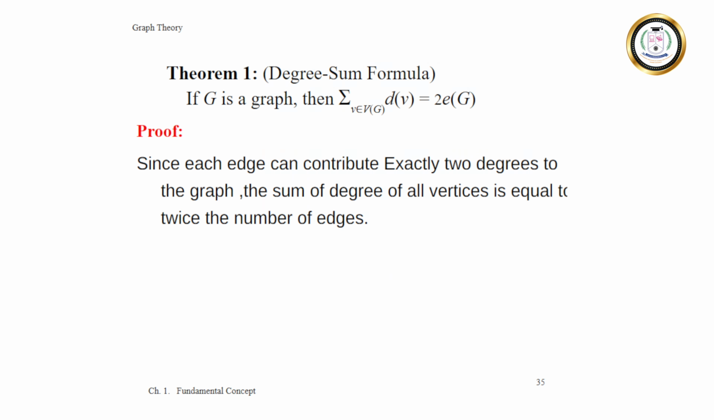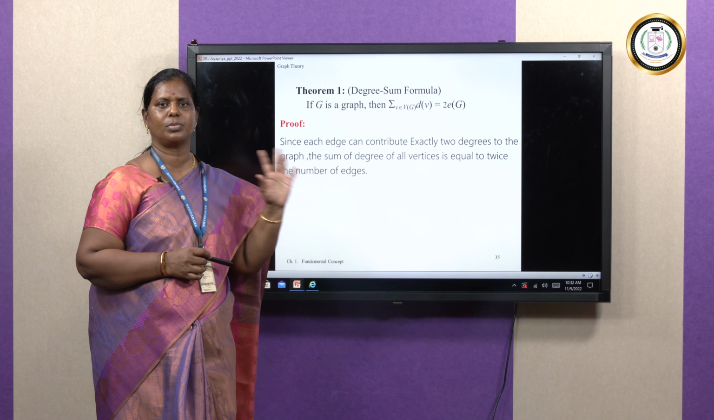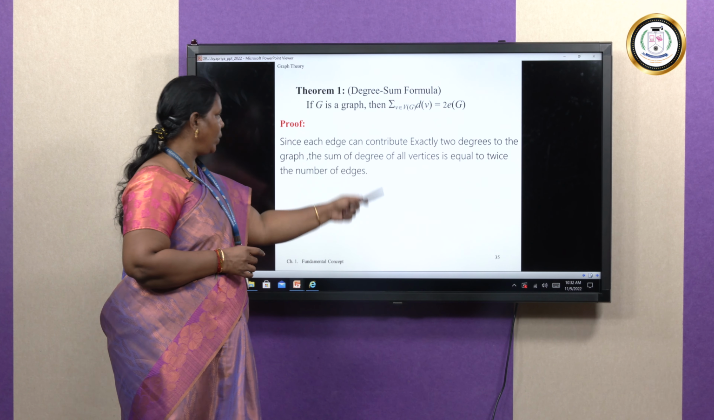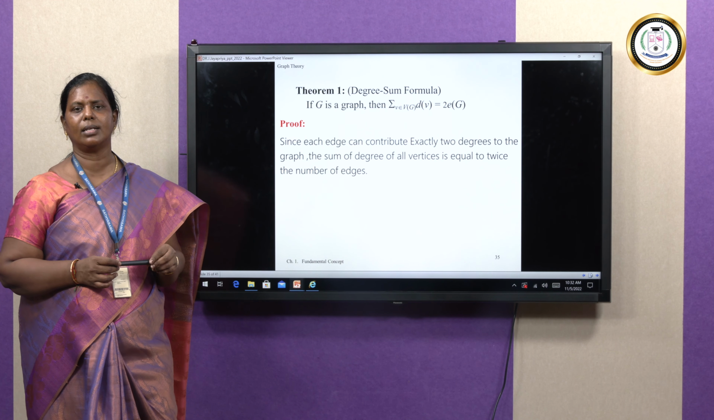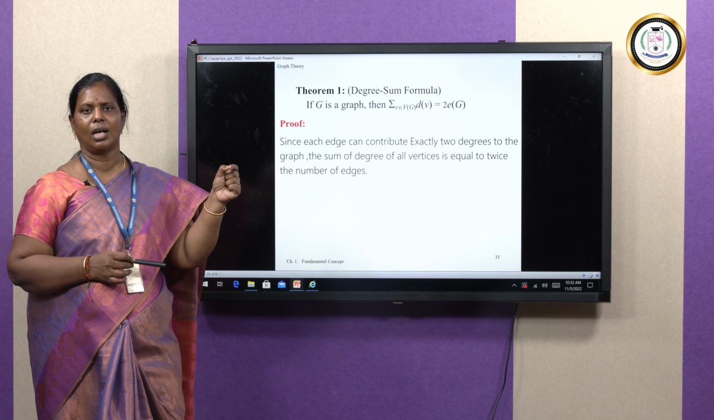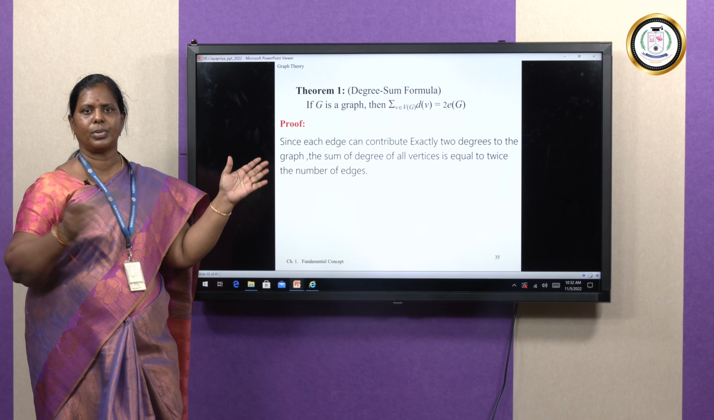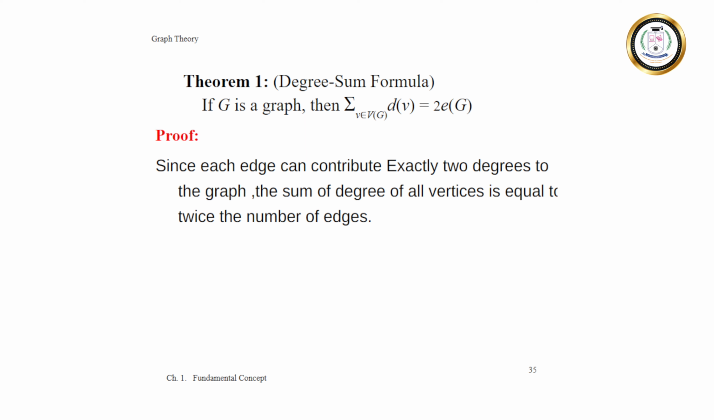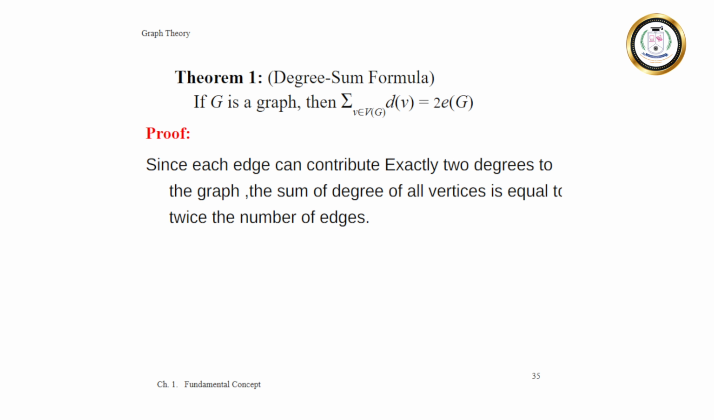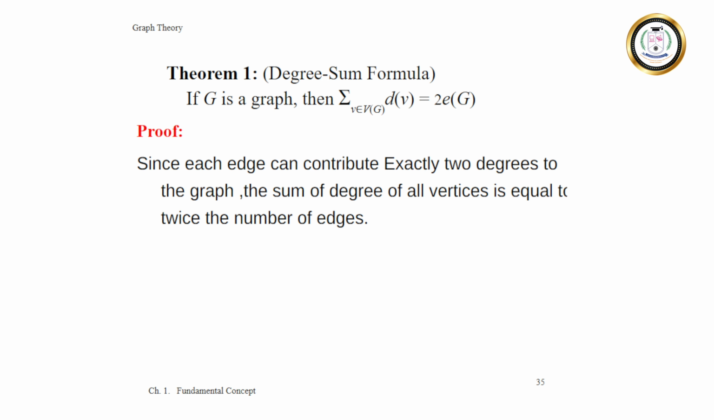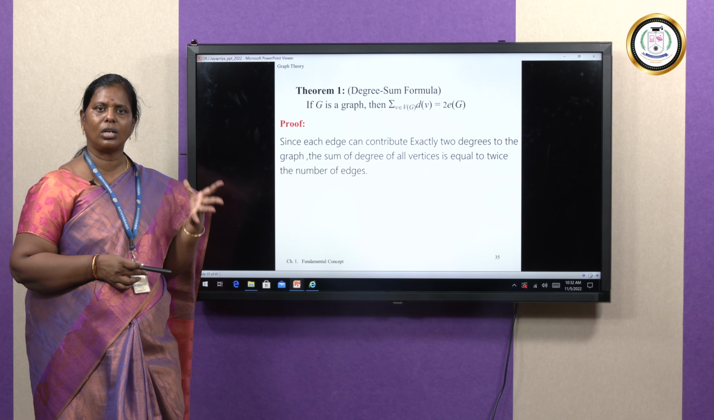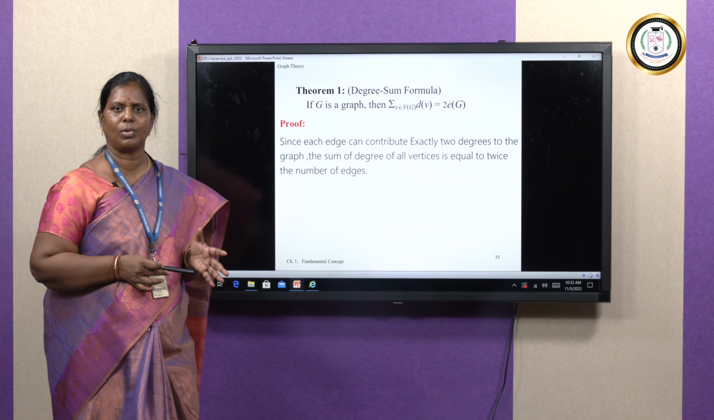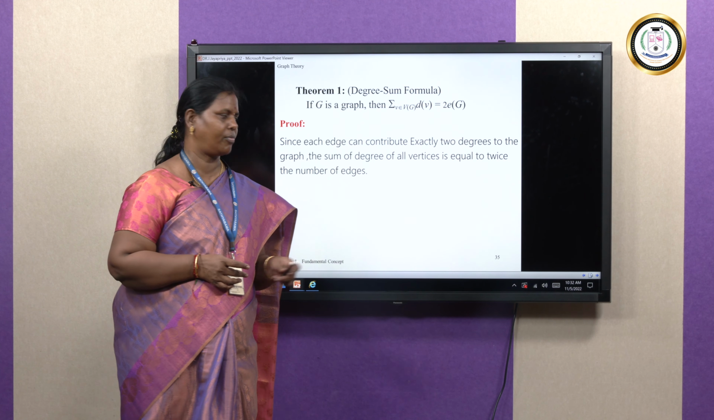Here is another important result, the second result I am discussing with you. Take a graph: the sum of the degrees will always be equal to twice the number of edges. So, this is an important result. How do we prove it? Whenever we talk about an edge, we identify the edge with its end vertices. So, each edge contributes exactly 2 degrees to the graph. So, the sum of the degrees will always be twice the number of edges.